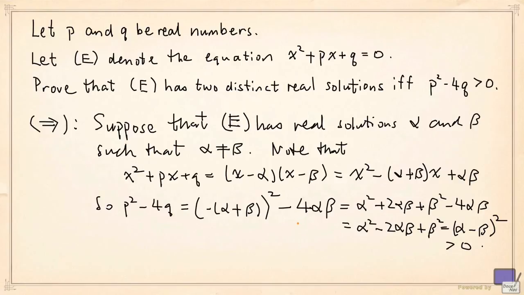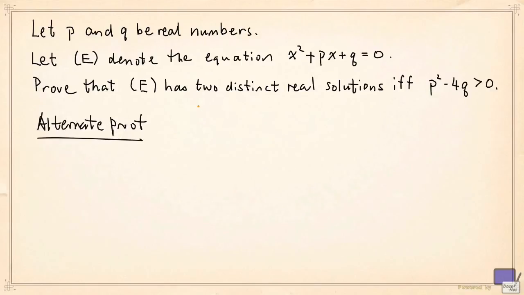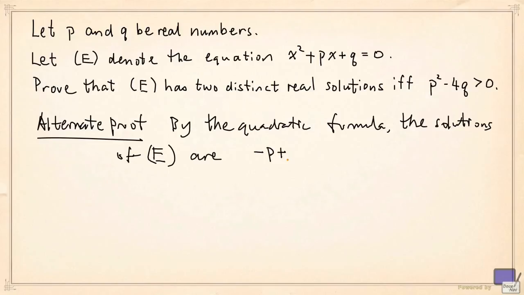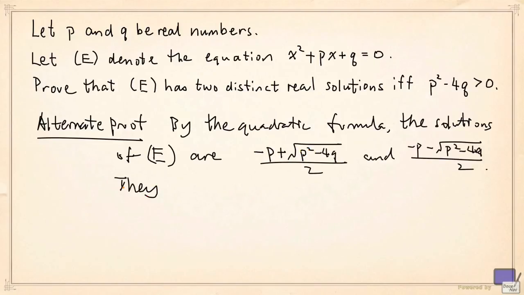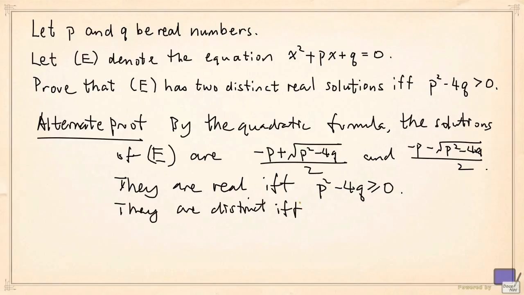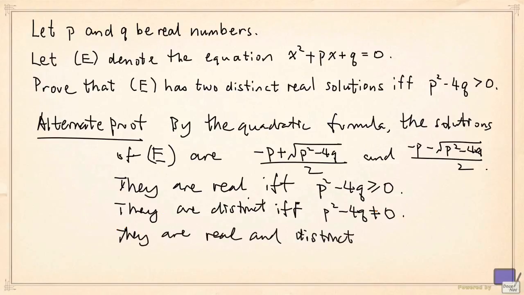Actually, one can take care of both directions in one go as follows. And so here's an alternate proof. As in the case for sufficiency, we're going to use the quadratic formula. So again, the solutions of E are the following. Now, they are real if and only if p squared minus 4q is non-negative. And they are distinct if and only if p squared minus 4q is non-zero. So combining the two, we get they are real and distinct if and only if p squared minus 4q is positive.